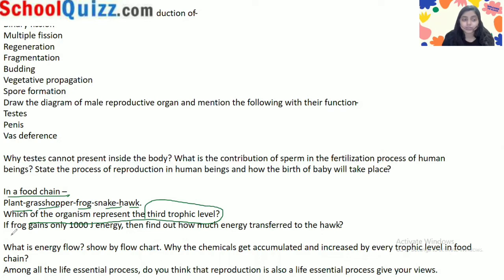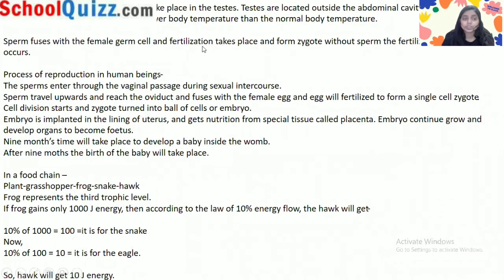And the question is also asking that if the frog gains only 1000 joule energy, then find out how much energy is transferred to the hog. So what energy does the hog gain from this sequence or chain, that is, the frog, snake and the hog? So you have to tell them. You have read about the 10% law of energy flow, right?